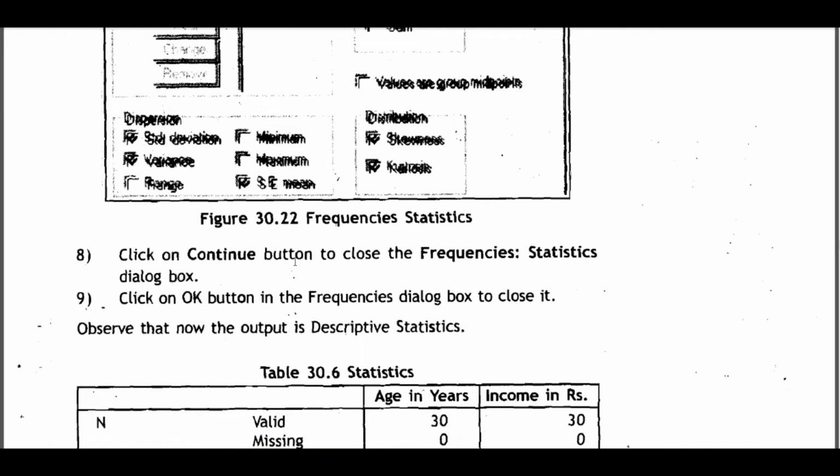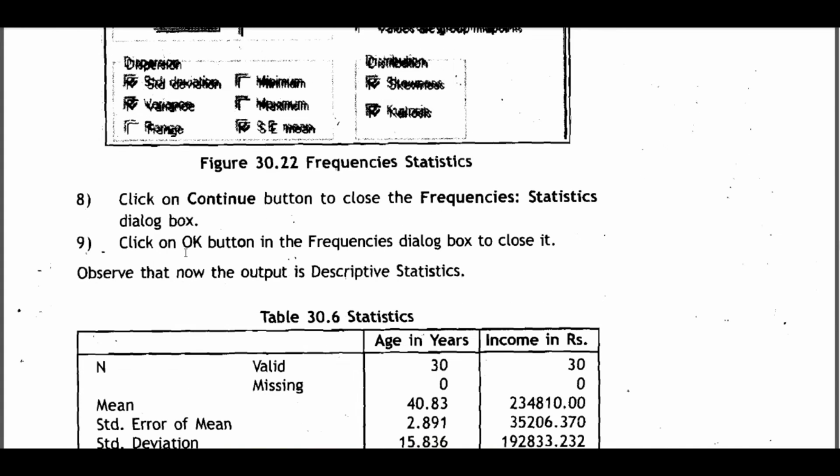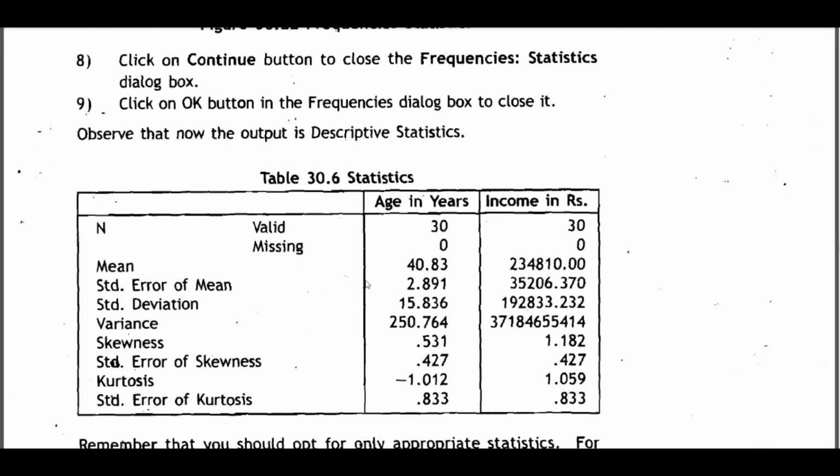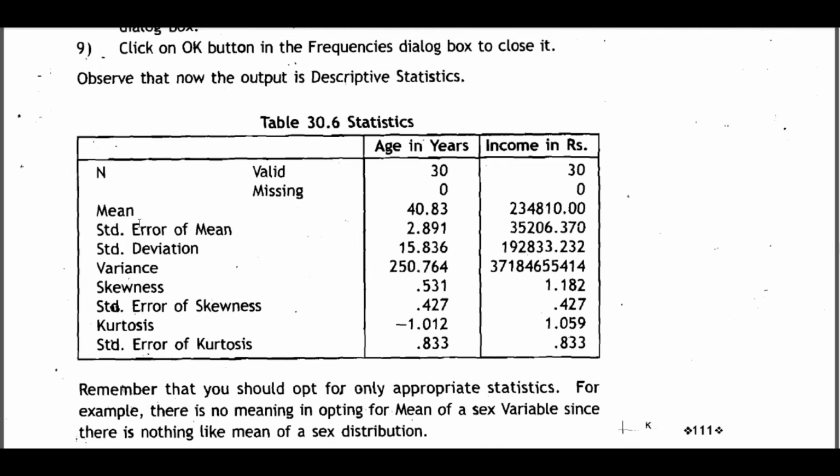Click on the continue button to close the Frequencies: Statistics dialog box. Click on the OK button in the Frequencies dialog box to close it. Observe that now the output is descriptive statistics. So all this, mean, standard error of mean, standard deviation, variance, all are calculated here.